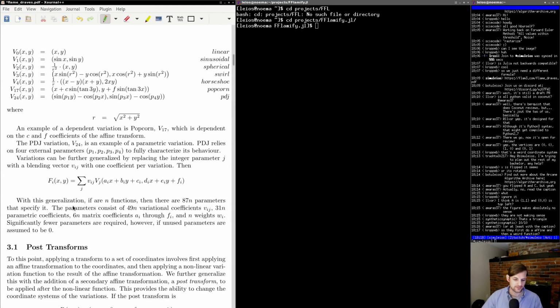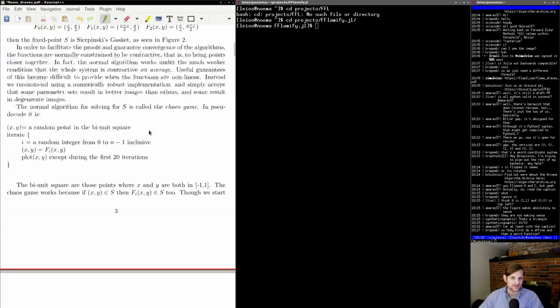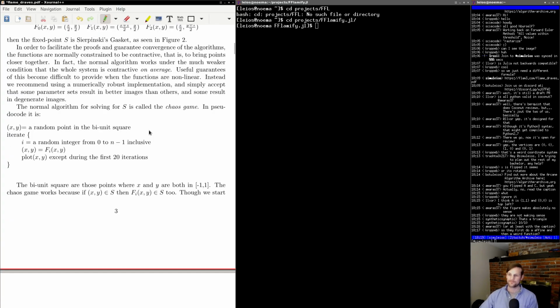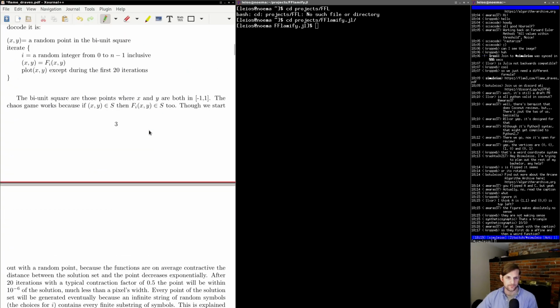Can I search? I don't know if I can. Pre? Yeah, okay. That's because I'm using it dumb. Right, so again, this is one of those things that I can't quite figure out because I'm not sure if it does. So they first do an affine and then a weird function. Right. I think it's just a weird function. That's what I think. As implemented and popularized by Barnsley, these functions f of i are linear. Technically, they're affine, as each is a 2x3 matrix capable of expressing scale, rotation, and translation.